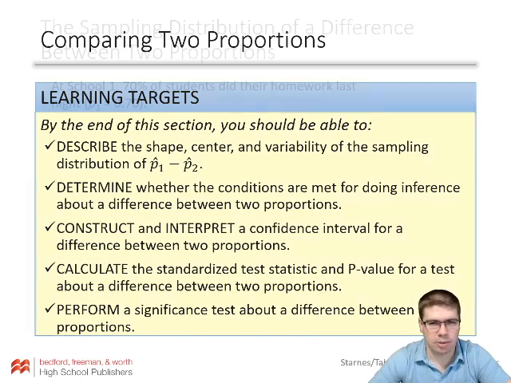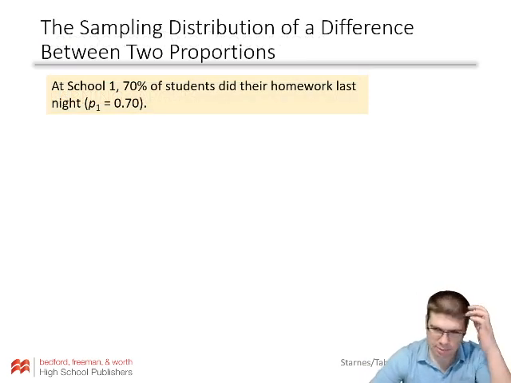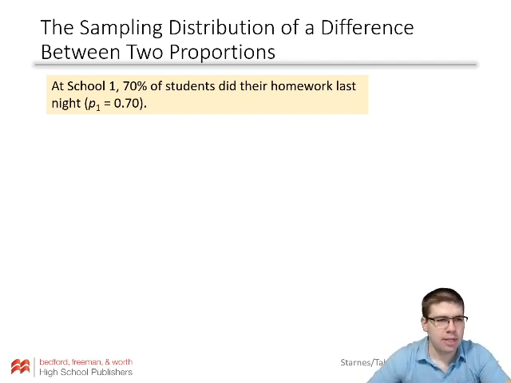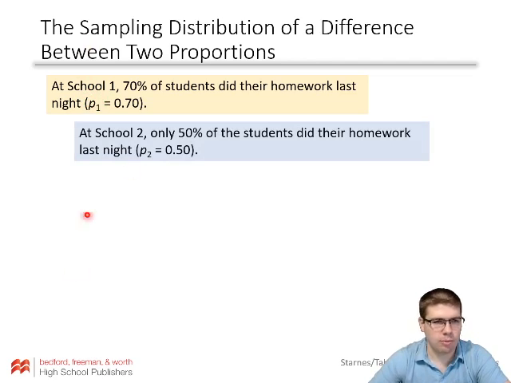So we're going to start with a little bit of an example to try and make clear what this two proportion business is about. So let's say we've got school 1 where 70% of students did their homework last night. And so we now have P sub 1. We're going to use subscript 1 to refer to the first population, school 1. And so school 2, P sub 2, 50% did their homework last night. And so it's two different populations with two different proportions.